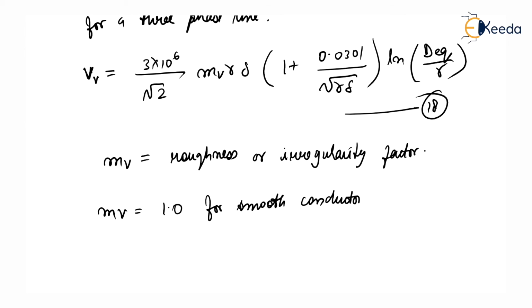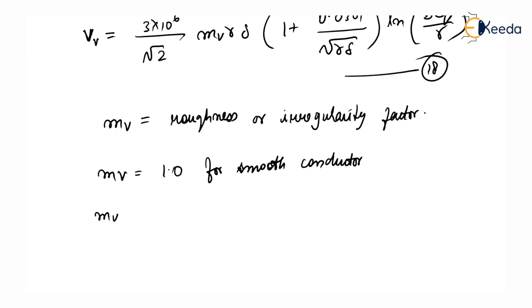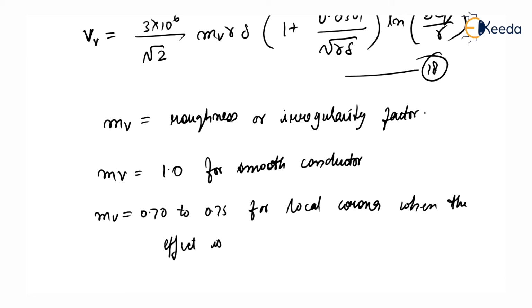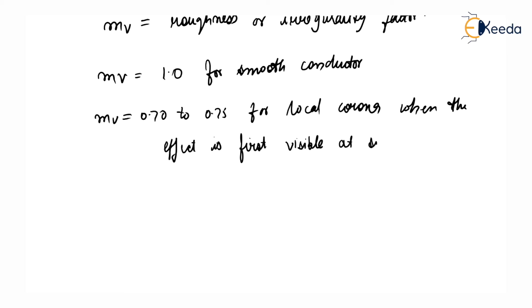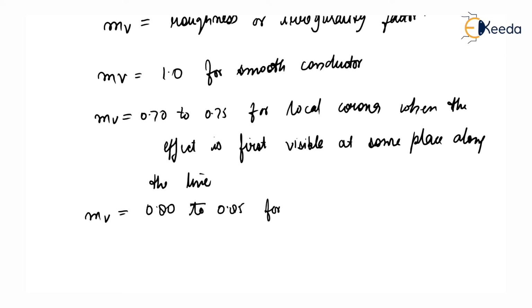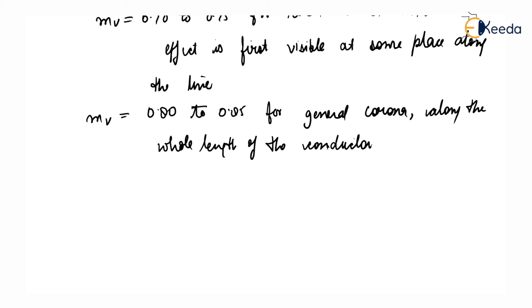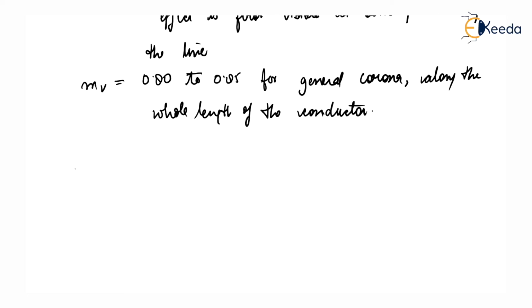MV is 1.0 for a smooth conductor. It is 0.70 to 0.75 for local corona, when the effect is first visible at some place along the line, and MV is equal to 0.80 to 0.85 for general corona along the whole length of the conductor.